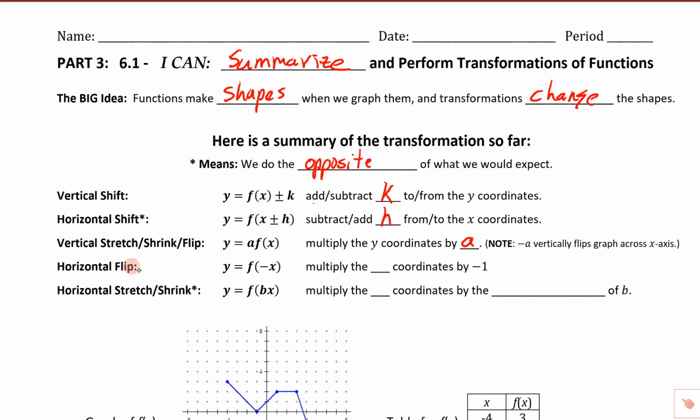And then we've got a horizontal flip. That's when we take the x, we multiply it by a negative before we let the function make the shape. So multiply the x coordinates by negative 1. And then the last one is a horizontal stretch or shrink, and you'll notice this also has an asterisk. So again, we're changing the function before it makes the shape. We're changing the x, then we're plugging it into the function to make the shape. So we're going to multiply the x coordinates again, but we're going to multiply them by the reciprocal of b. Now you could think of it as dividing by b if you wanted to. Better in the long run to think of it as the reciprocal of b.